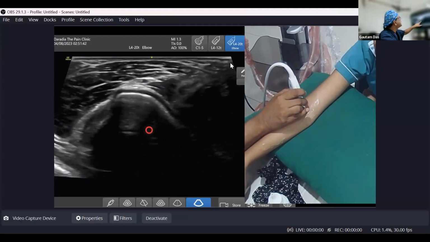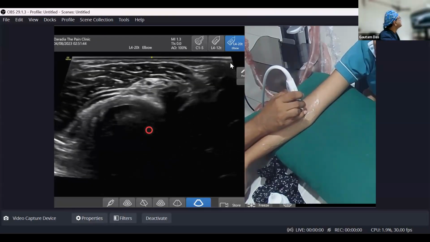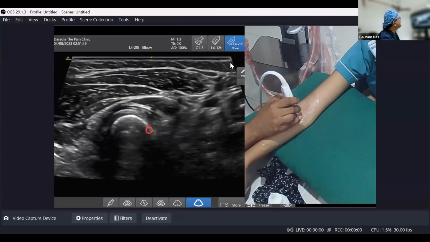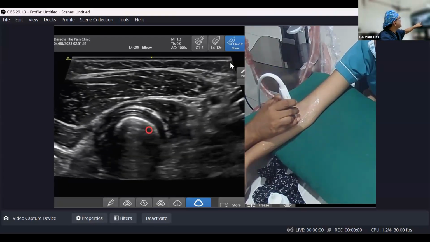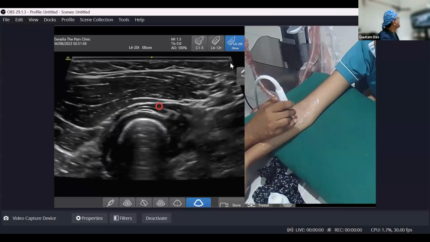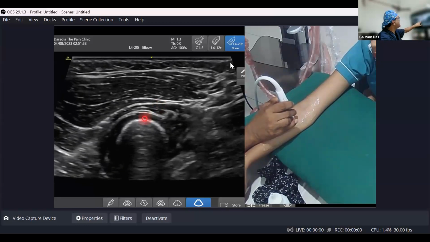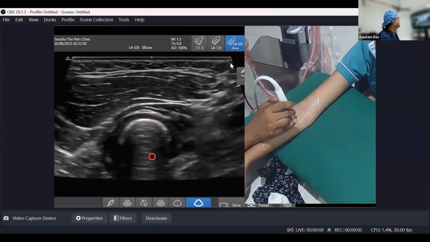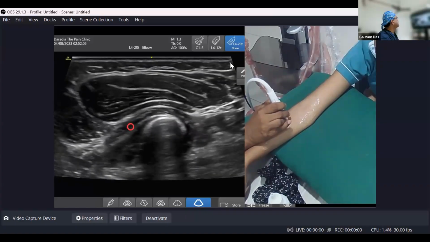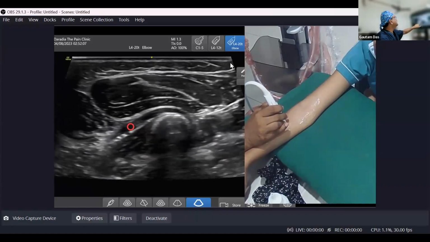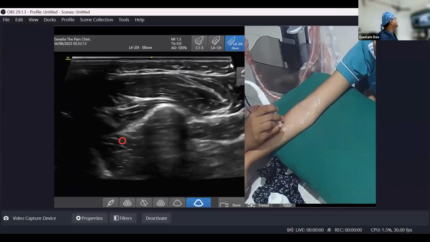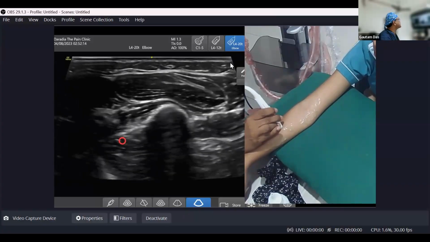So follow the deep branch. Now it is coming between the two heads of the supinator, superficial and deep. Now here the nerve is a little flatter. This one. Follow that nerve. It is coming here. Here is the nerve. So now that is called the posterior interosseous nerve.